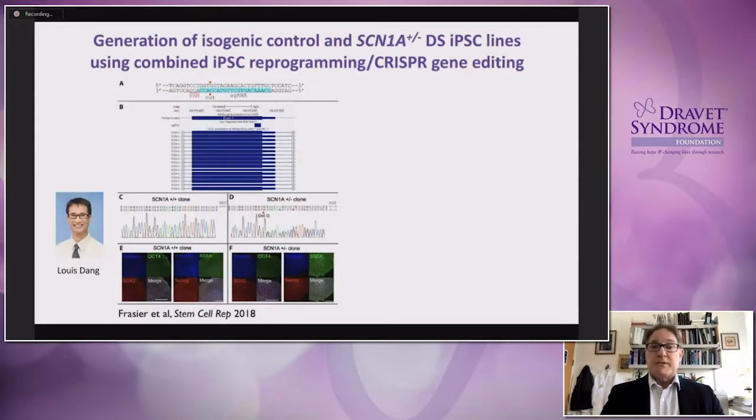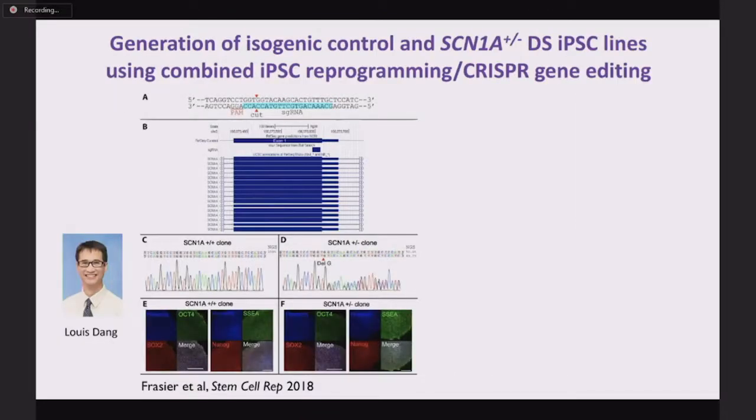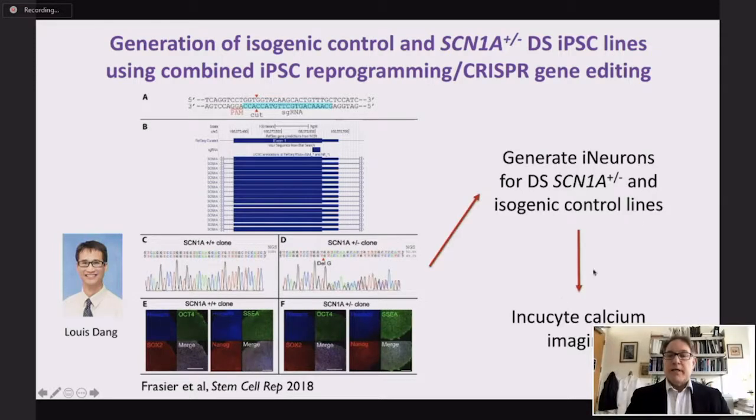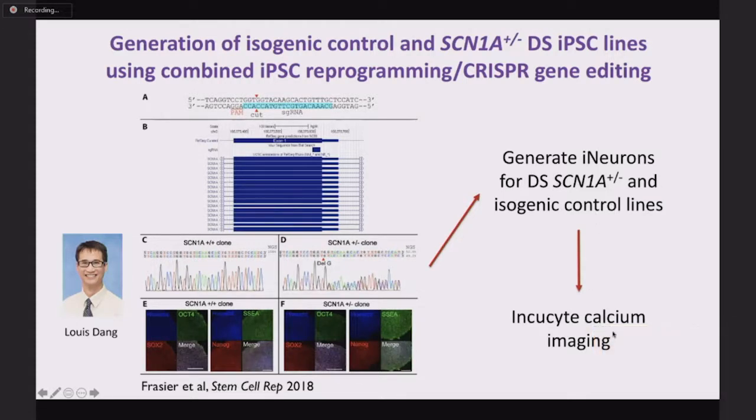We've also applied this to Dravet syndrome. So Louis Dang, a pediatric epileptologist in the lab, made a heterozygous knockout cell line where he knocked out one copy of SCN1A to model Dravet syndrome haploinsufficiency. And we published this line in our studies of SUDEP, but Louis also generated iNeurons, excitatory cortical iNeurons for the Dravet syndrome line and an isogenic control line, and then subjected it to calcium imaging in the Incucyte.